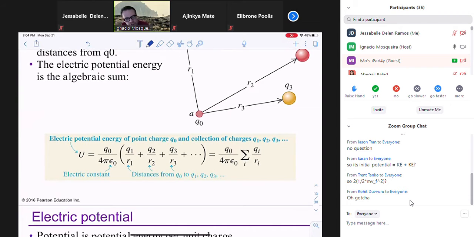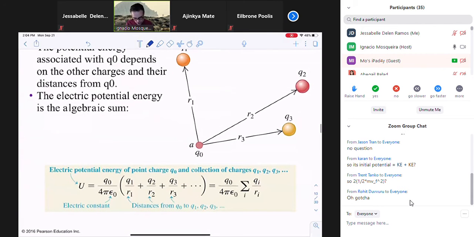Okay, now here they're just trying to tell you if you have a bunch of charges and you want to calculate the total potential energy, the nice thing about this is that you do not have to worry about the vectors at any point. So if I want to calculate the total potential energy of charge Q0 due to the presence of charges Q1, Q2, Q3, then it's just a straight up addition of these three terms. And there's no vectors, there's nothing to worry about. So it's kind of easy.